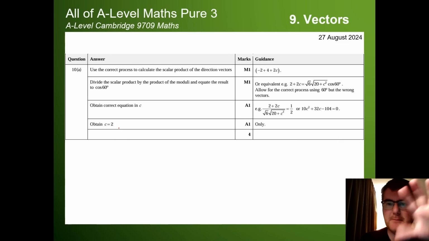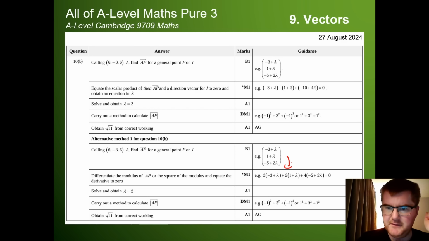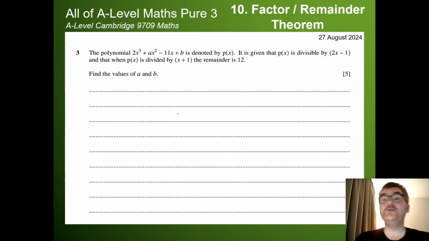Again, this is 10A mark scheme here, and 10B. Again, we can take different methods here. We've generally looked at this method down here. Okay, and on to our last section here on the factor remainder theorem.